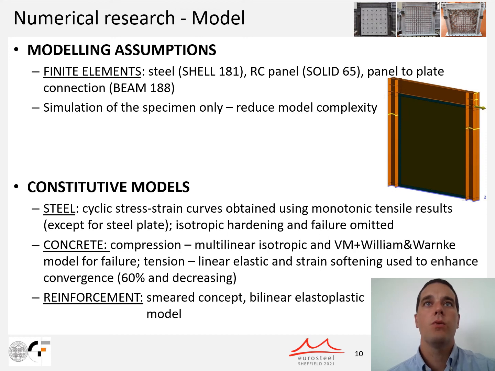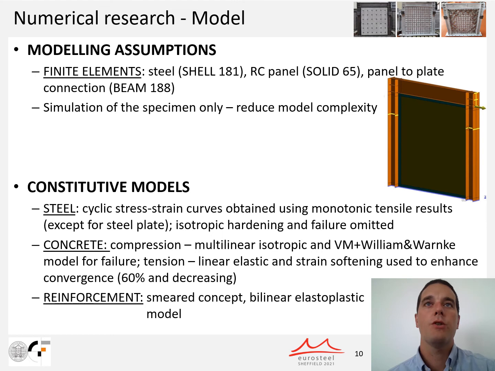As for constitutive models, we all know that steel does not behave in the same manner when exposed to monotonic and cyclic load. Therefore, cyclic stress-strain curves of steel were obtained using experimental monotonic tensile results using an approach found in the literature. This constitutive model was applied for all steel parts except for the steel infill plate, for which it is assumed that due to its slenderness it will not experience cyclic loading and compression beyond the elastic point. Additionally, within this approach, isotropic hardening was omitted because its influence on the overall behavior would be negligible when standard steel grades are used. Also, the failure of steel material has not been simulated.